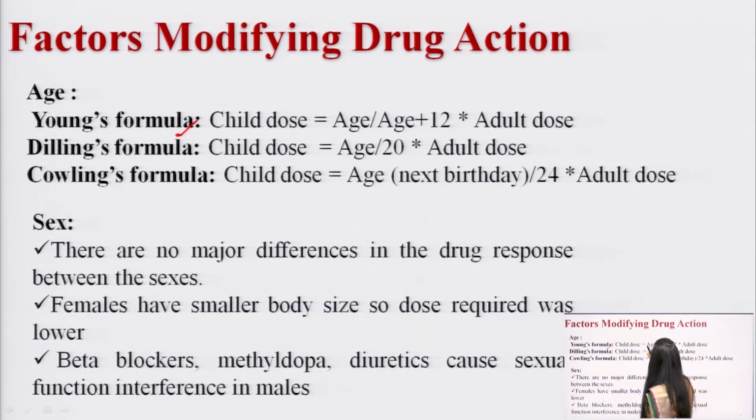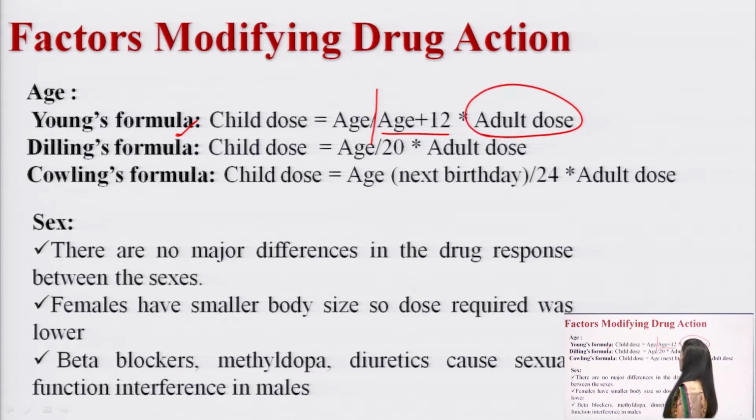You can calculate the child dose by the age: how much age the particular child is, either 3 years, 4 years or 5 years, and you have to divide it by the age plus 12, and multiply by how much dose you are giving to the adult. This is how you can give the child dose, how much dose you can prescribe to the child. This is Young's formula, and the next formula was Dilling's formula.